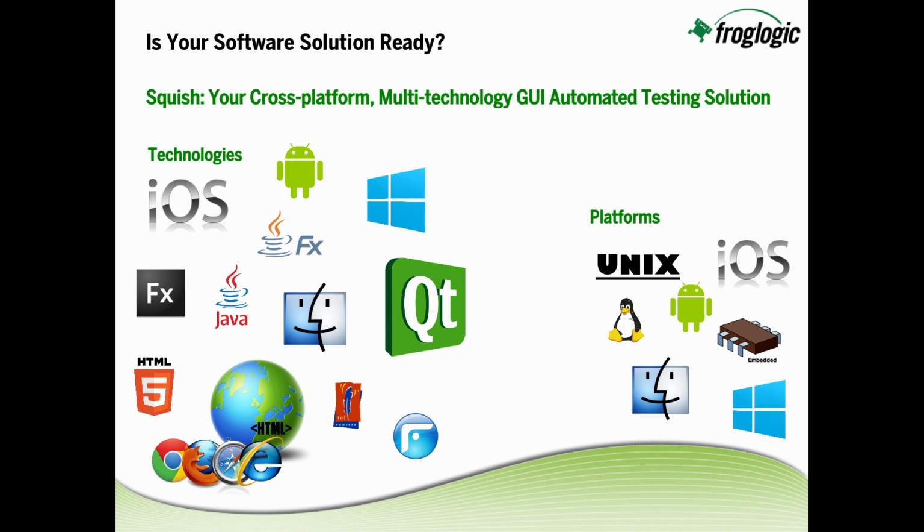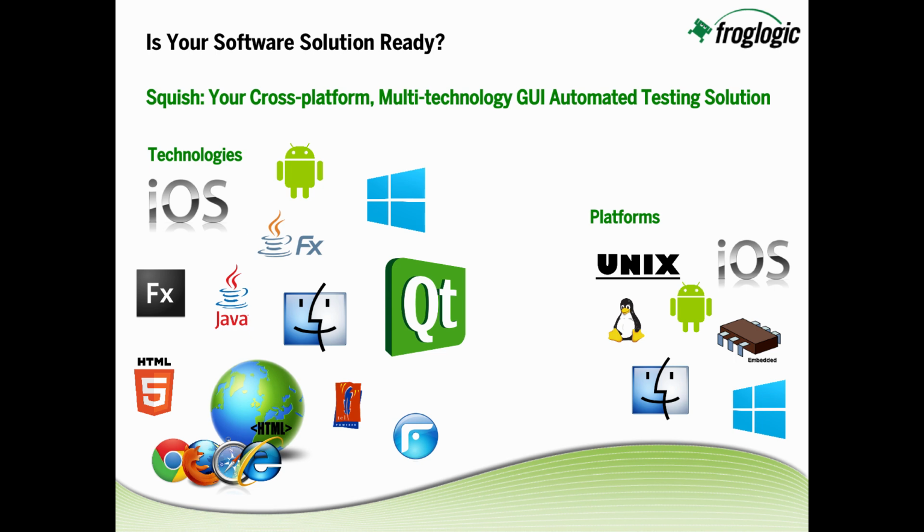So Squish is a cross-platform, multi-technology GUI automated testing solution. So that means that across different platforms or operating systems, devices, we can execute and record tests against your applications. It also supports multiple technologies. So across the different operating systems, whether you're on a mobile platform like iOS or Android, or you're on a desktop platform like Linux, Unix, Mac, or Windows, we can test natively on those platforms as well as a variety of technologies on those platforms.